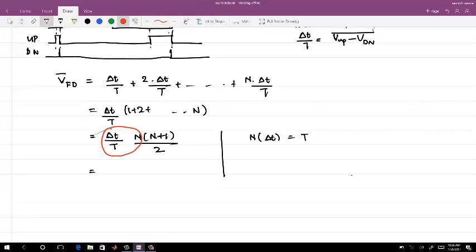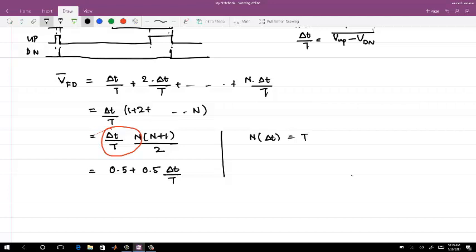This term goes away, right? So I have 0. So back again, 0.5 plus 0.5 times delta t by t. Okay. Does it make sense? No, divide by 2, right?